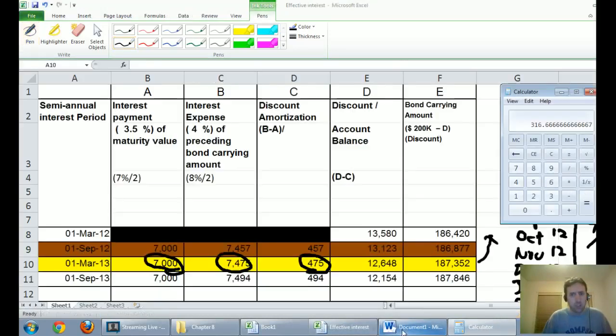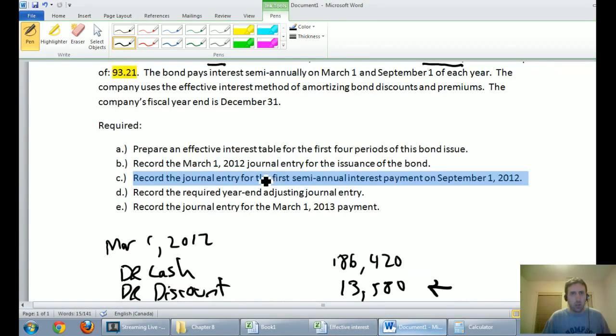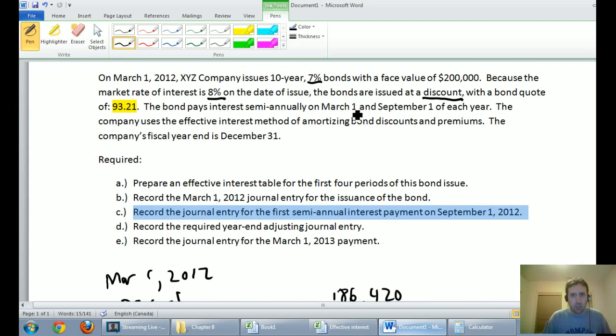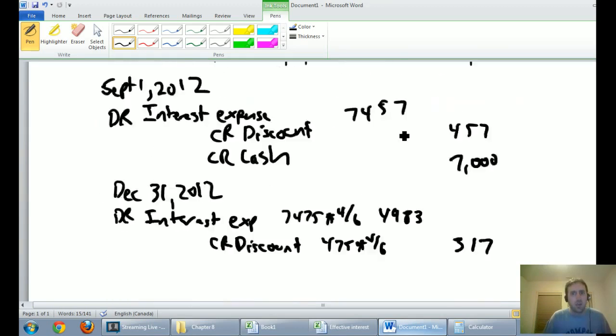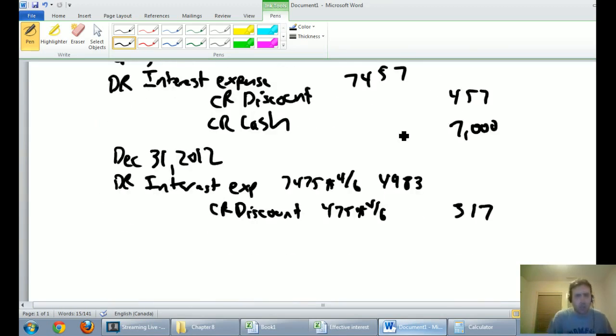And last, I credited cash before, but of course it's December 31st. We don't pay cash until March 1st, right? Going back to the question, we pay cash every 6 months, every March 1st and September 1st. Well, we're not paying cash today then. So if I'm not paying cash, but I owe them some interest, this logically represents interest payable.